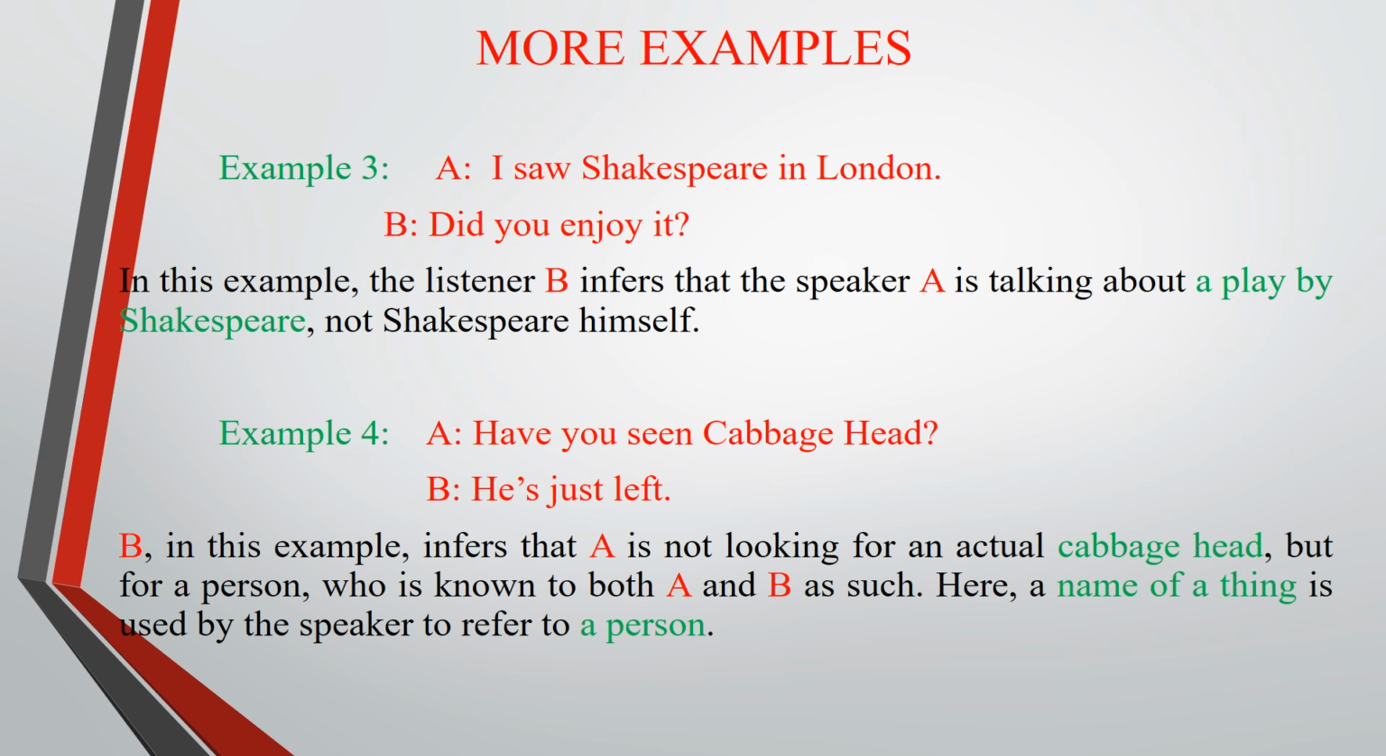Now, example 4, A says to B, "Have you seen Cabbage Head?" To which B answers, "He's just left." B in this example infers that A is not looking for an actual cabbage head. Instead, the phrase cabbage head was used to refer to a person that is known to both the speaker and the listener. The listener knows that A is not referring to an actual cabbage head, but to a person who is known to both A and B. Here, a name of a thing is used by the speaker to refer to a person.